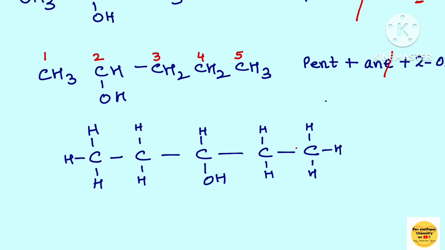I can also write this compound as CH3, CH2. See, where does my CH3 come from? Here. CH2, CH, CH. Now this OH, I can put it in brackets indicating that it is connected to the 3rd carbon atom. And then again CH2, CH3.